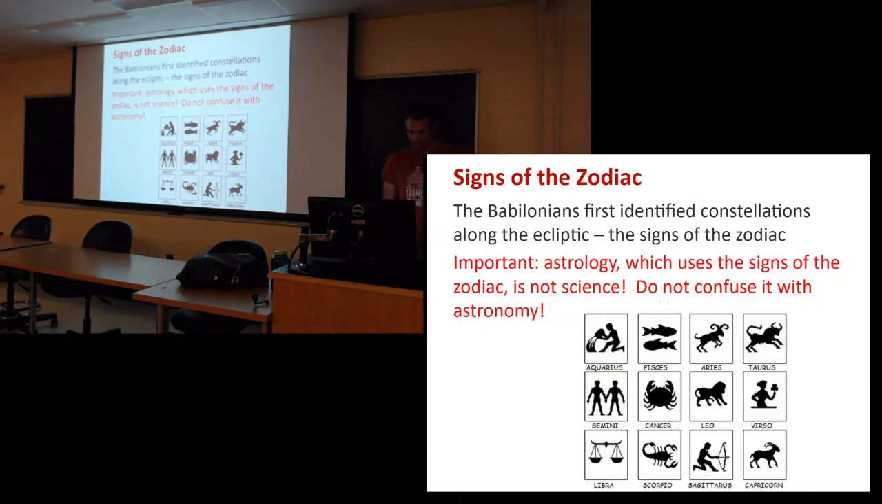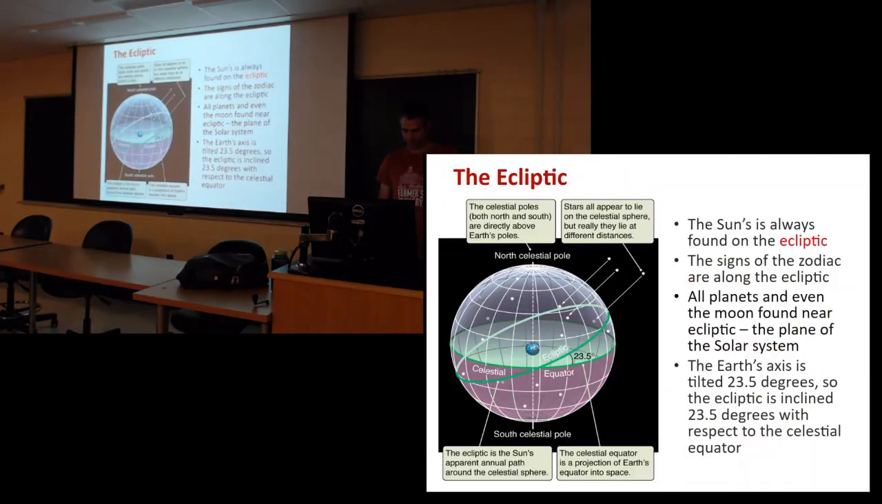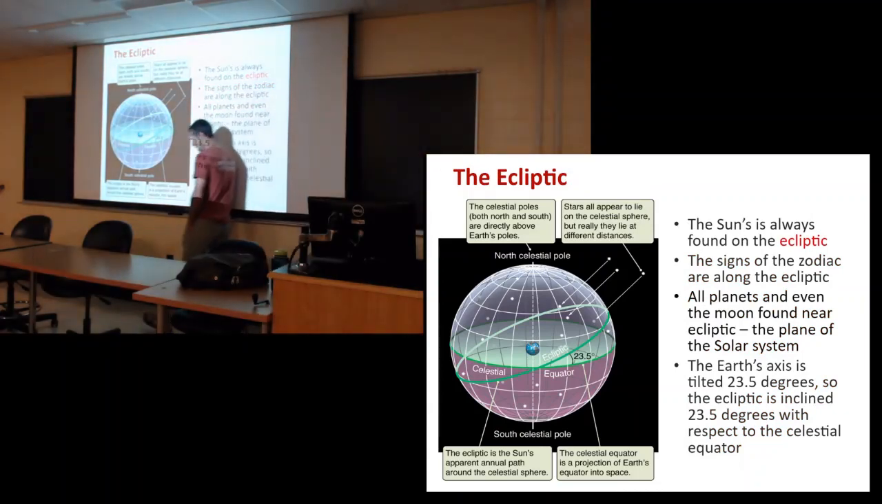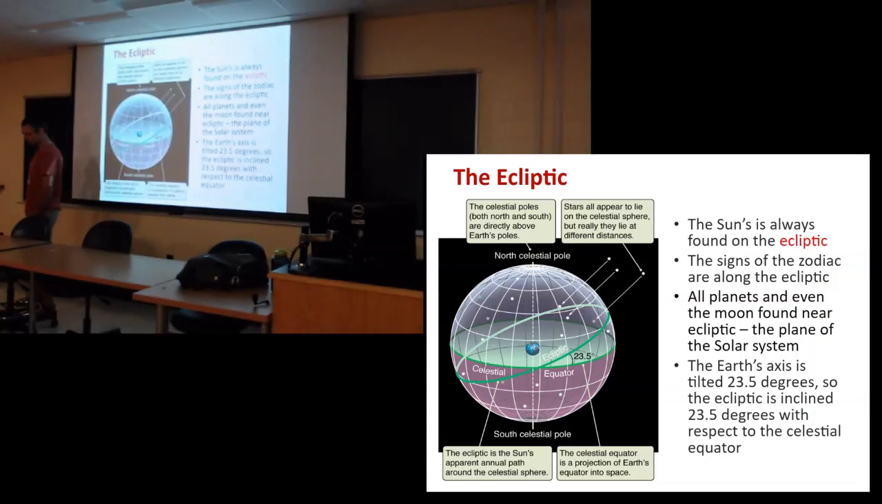Obviously, don't confuse astrology and astronomy. Astronomy is a real science. That path, the sign of the zodiac, is actually called something. It's called the ecliptic. It is this green line here. When we do the planetarium show tomorrow, I will also put it in green. So the green line is the ecliptic, and then this is the celestial equator.